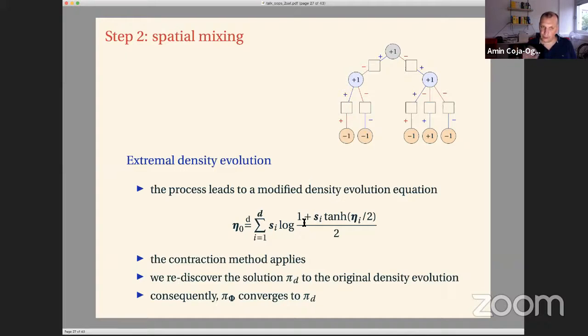And if you work for maybe half an hour or so, you will see that this actually corresponds precisely to this construction of the extremal boundary condition. So all we have to do, in other words, is show that this fixed point equation here has a unique solution, and that this unique solution is identical to the solution that we got from the plain density evolution equation, where this one here was an independent sign, independent of this other guy over here.